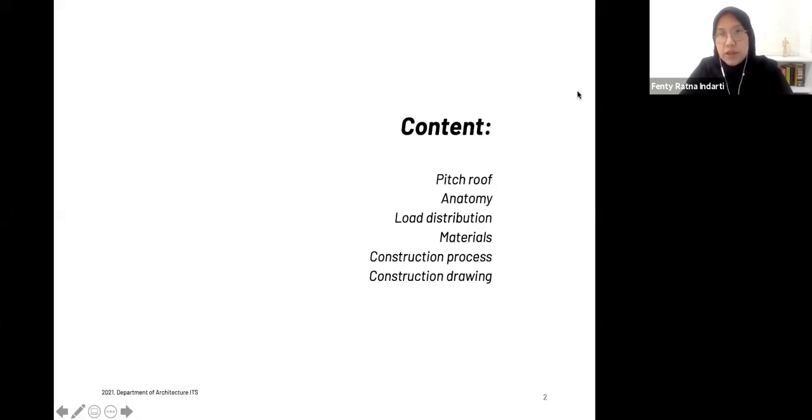So today's content revolves around several parts. First is the general description or general explanation about the pitch roof, and then it will be followed by the anatomy as usual. The next one is about the load distribution and the materials related to the assignment that you have been explained before. And then next we will be discussing the construction process, and of course, it's related to the construction drawing. So let's begin with the first thing, the pitch roof.